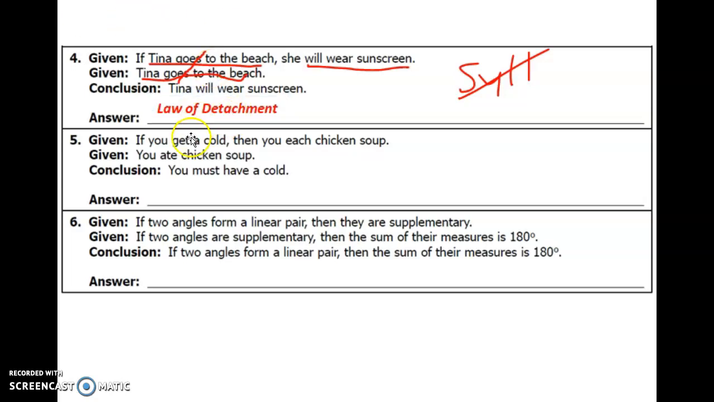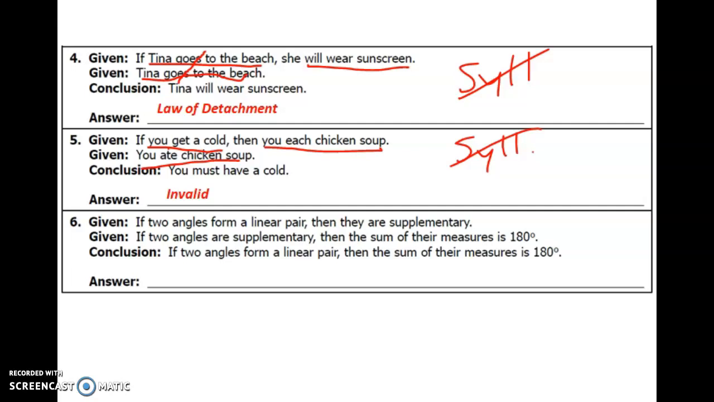Number 5. If you get a cold, P, then you eat, is what that's supposed to say, chicken noodle soup. Given you ate chicken noodle soup. Well, this is definitely not syllogism. I don't have two if-thens. But I need to see, well, do they tell us P is true? Well, P, our hypothesis, is you get a cold. You ate chicken noodle soup is not you get a cold. So, we cannot use the law of detachment to conclude this is invalid.